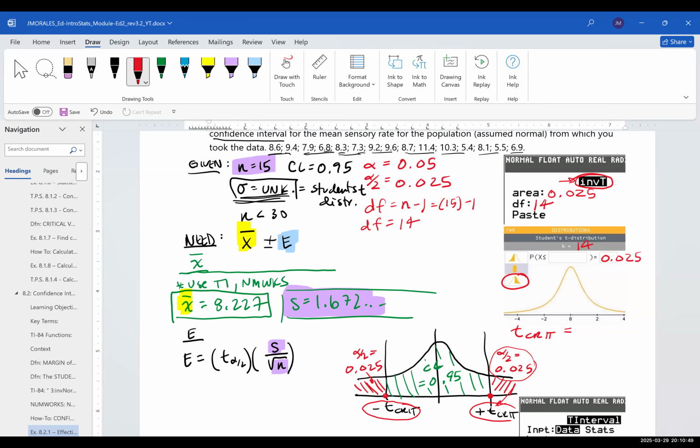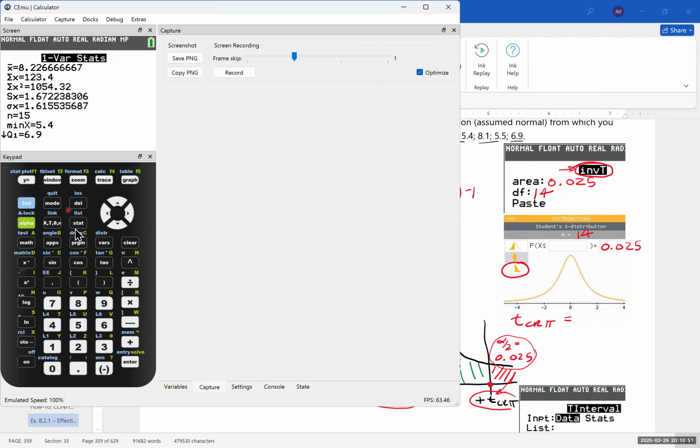All right, so let's go here and we'll go to the distribution functions, use inverse t, an area of 0.025 with 14 degrees of freedom. Hit paste. Okay, so we're going to use 2.145.